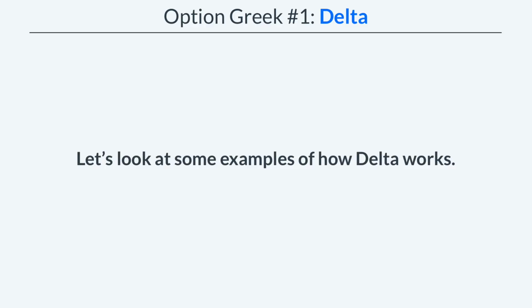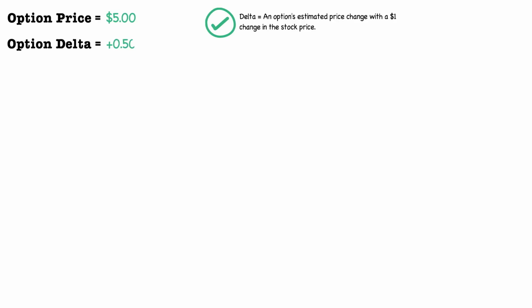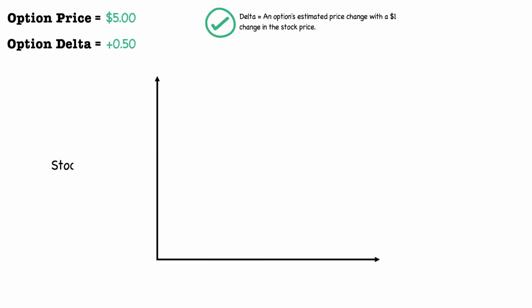So let's go ahead and look at a couple of examples of how delta works. Remember, delta is an option's estimated price change with a $1 change in the stock price. Let's say we have a $5 option with a delta of plus 0.50. As we know, call options have positive deltas, so in this example, let's say this is a call option. Let's say the stock price is at $100 when we buy that $5 call option with a delta of positive 0.50. If the stock price increases $1 to $101, the new option price is expected to be $5.50 because the option's delta is positive 0.50. So when the stock price increases by $1, we simply add the option's delta to the option price to get our estimated option price after that $1 increase.